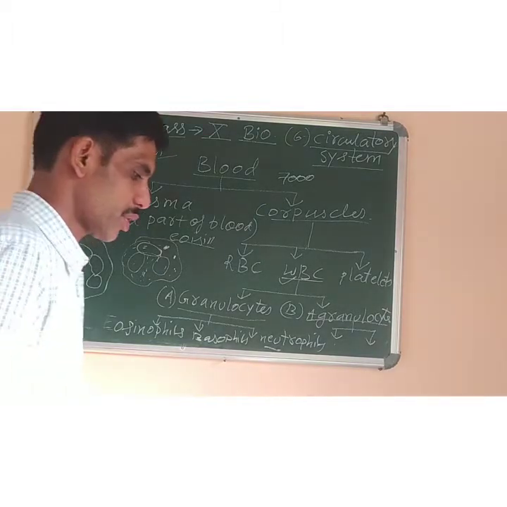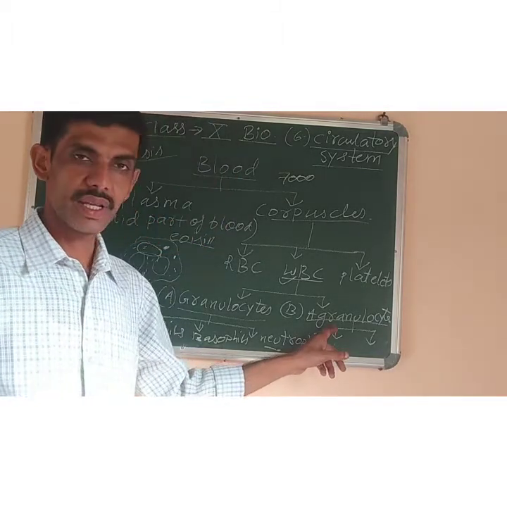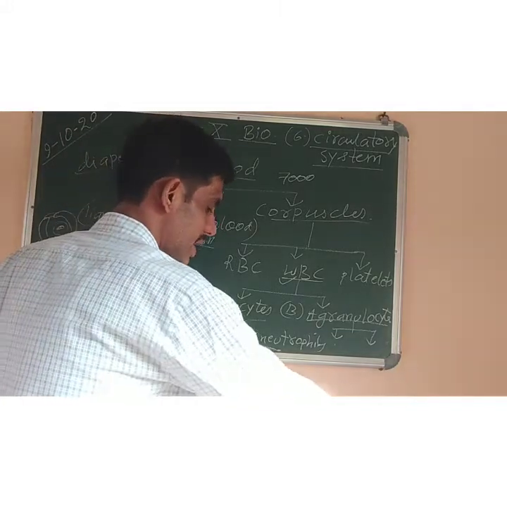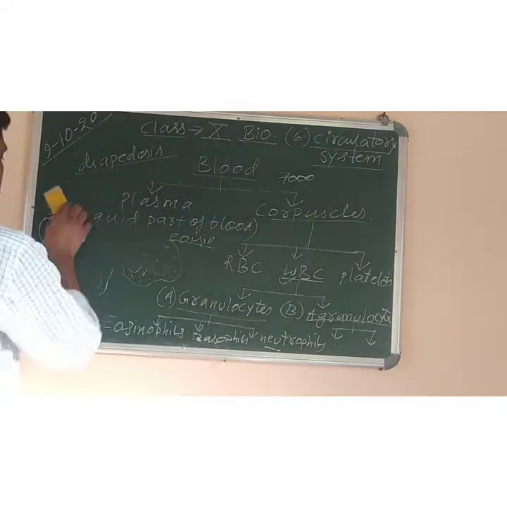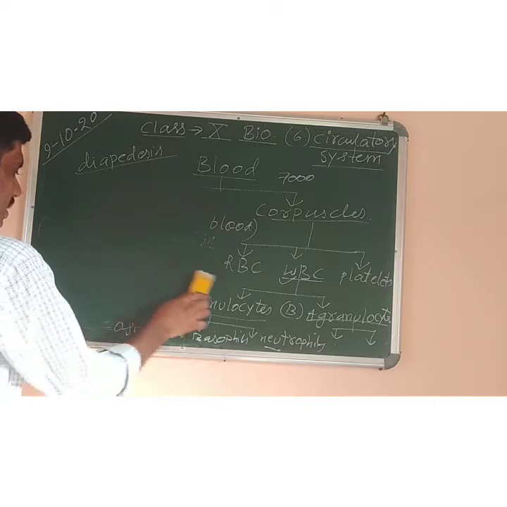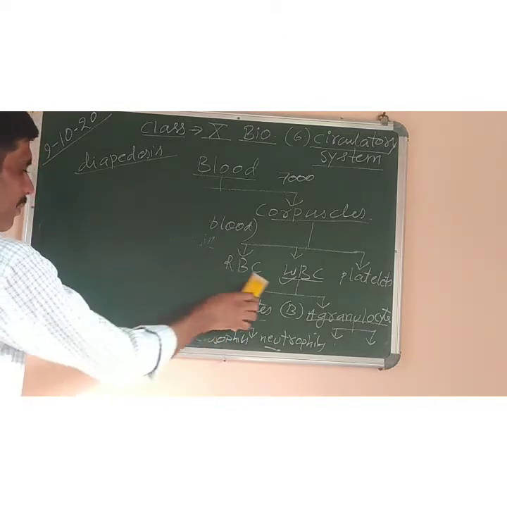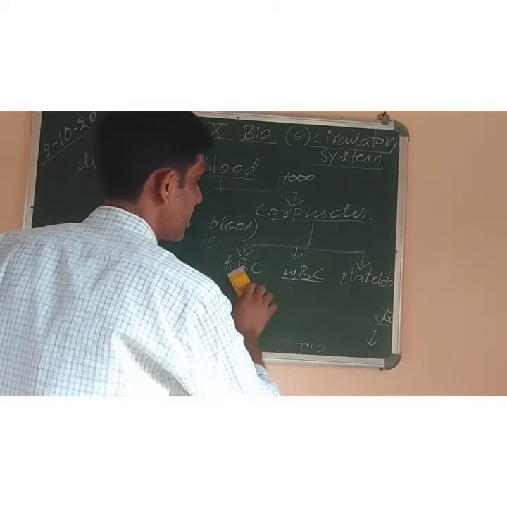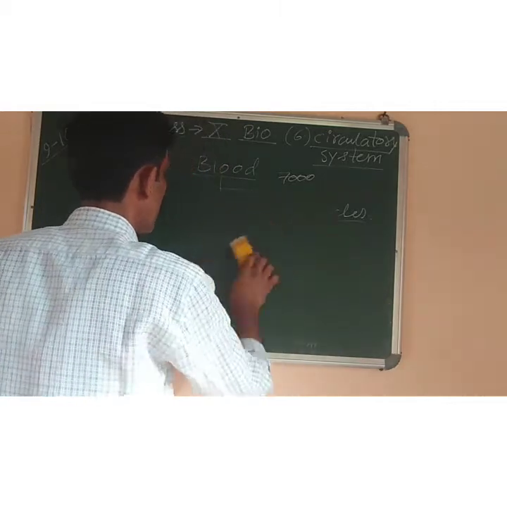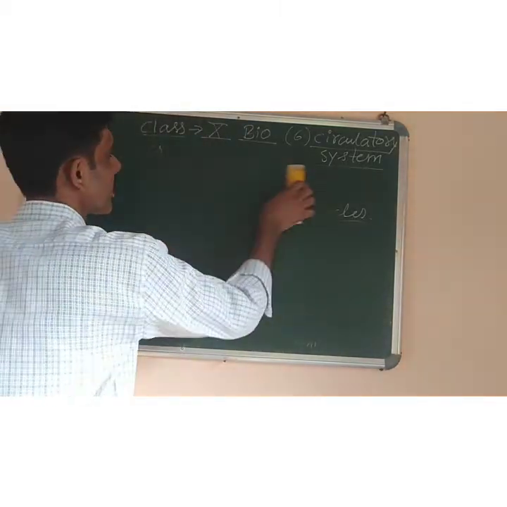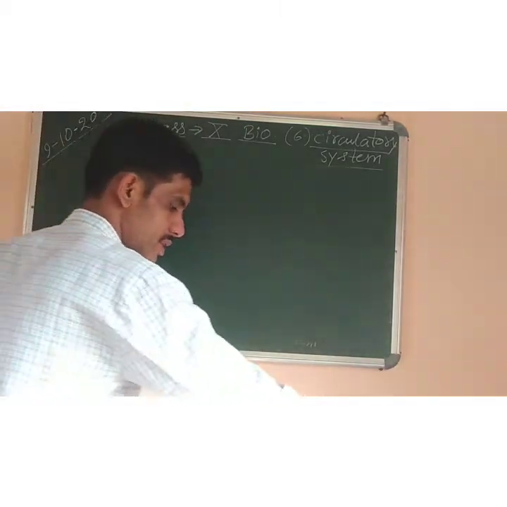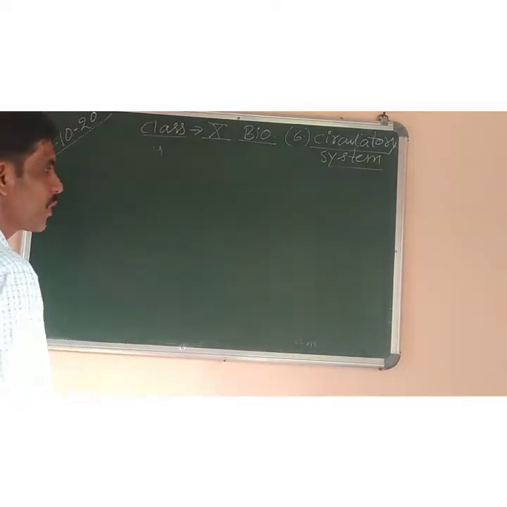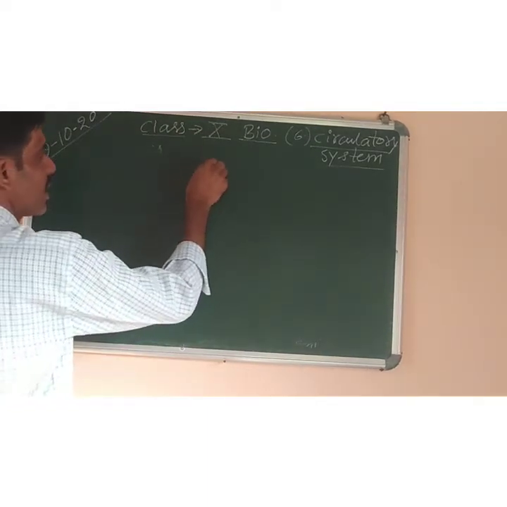Okay, now the next one we have to do is agranulocytes. There are 2 types of agranulocytes. What are they? Lymphocytes and monocytes. Now, what is the function and what type of nucleus is present in these agranulocytes? What is the shape? What is the function they do? That we have to learn. You can see it in the book also. Lymphocytes and monocytes.